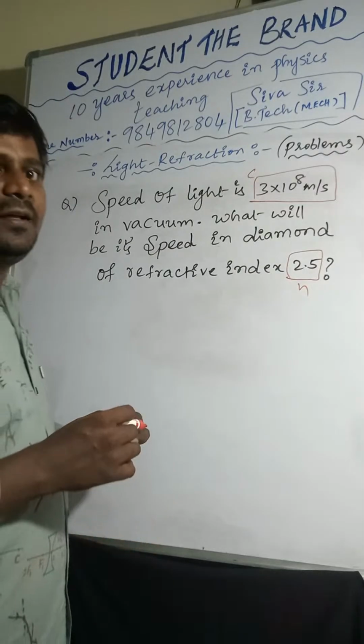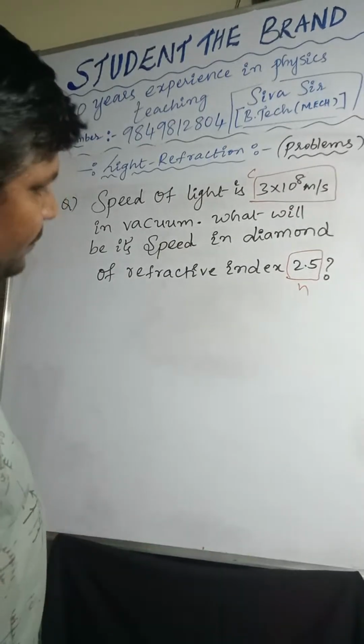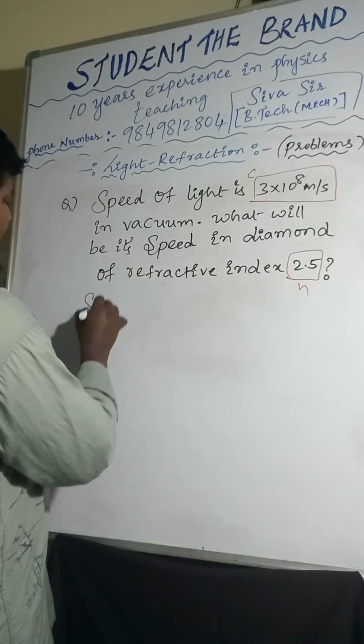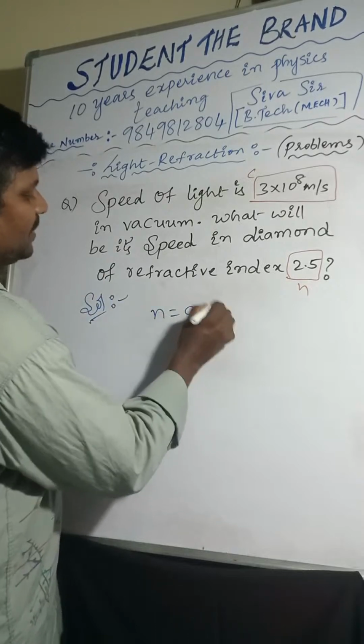Now what is the formula? So find out the formula. The formula is, so solution. We can go for solution. So n equal to c by v.